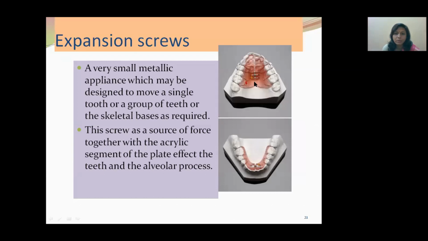This is expansion screws, which we talked about, the pitch of the screw, and the activation schedule. This is a very small metallic appliance which may be designed to move a single tooth or a group of teeth. The screw as a source of force together with the acrylic segment of the plate affect the teeth and the alveolar process. Here, the acrylic plate is split in between, and when the screw is opened 1/4 turn, 2 turn per week, it will expand the teeth in a labial direction.